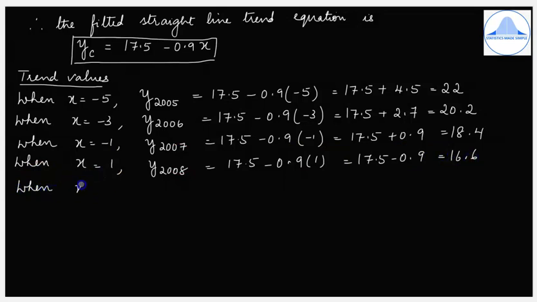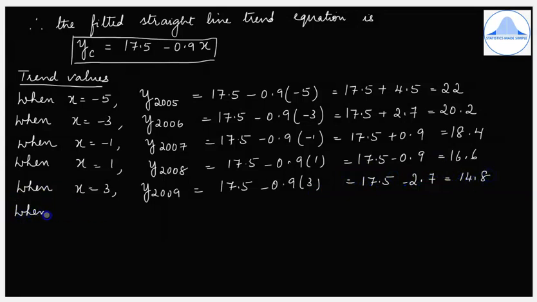Then when x is equal to 3, y 2009 is equal to 17.5 minus 0.9 into 3, which is equal to 17.5 minus 2.7, that is 14.8. Then when x is equal to 5, y 2010 is equal to 17.5 minus 0.9 into 5, which is 17.5 minus 4.5, which is equal to 13.